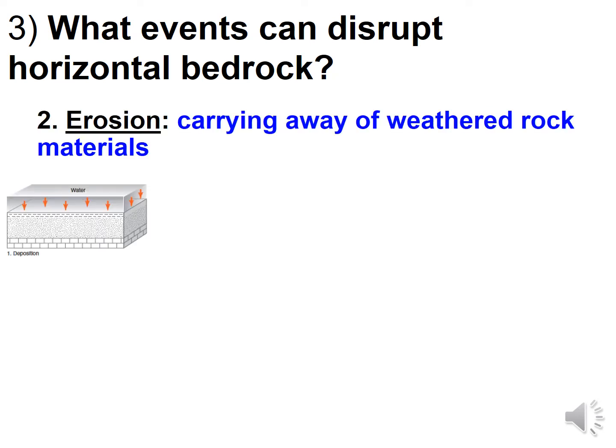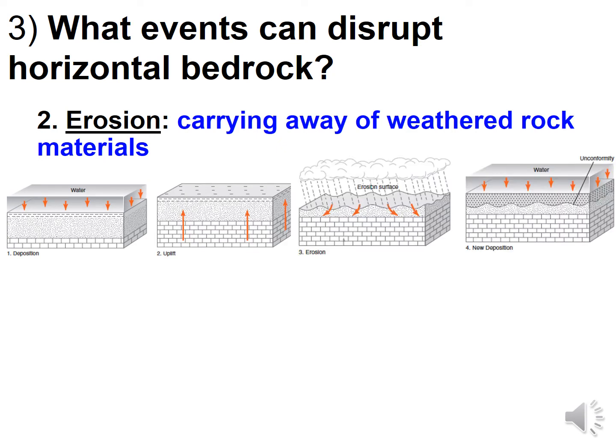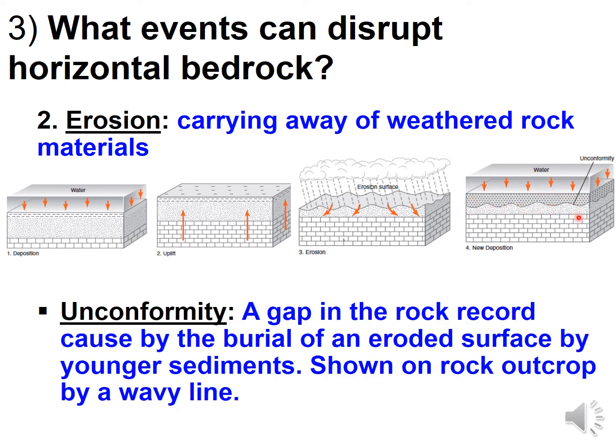Okay, erosion, which is the carrying away of weathered rock, is almost always due to water. Not always, but the majority of the time it is due to water. In this case, you can see we have deposition. It's been uplifted, which means it's been pushed up out of the crust. And then due to water, we have weathering, which creates this kind of wavy formation. Then we have, again, more water that deposits more sediment. That wavy line means it's been weathered.